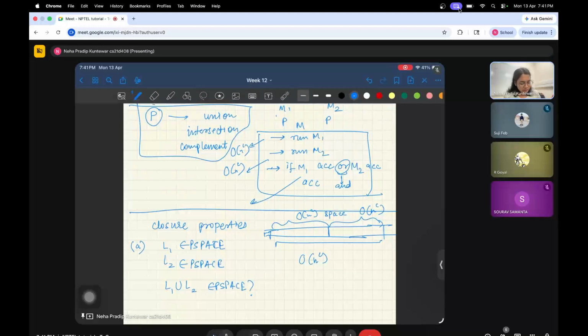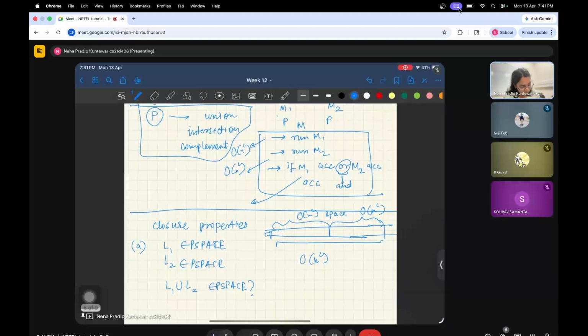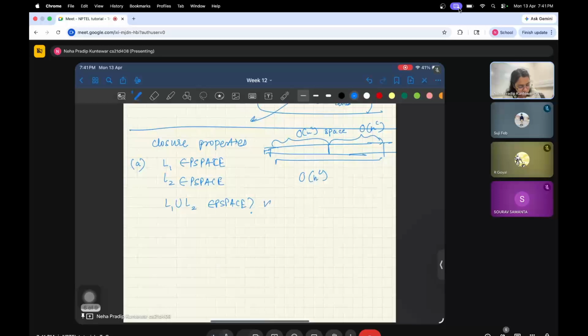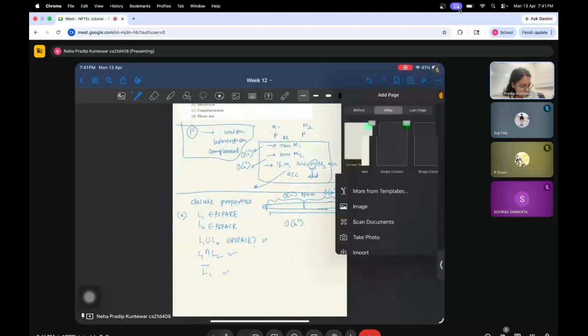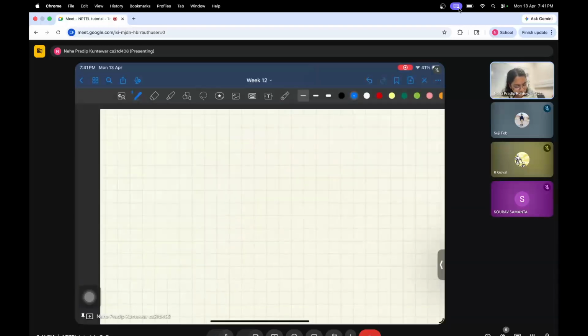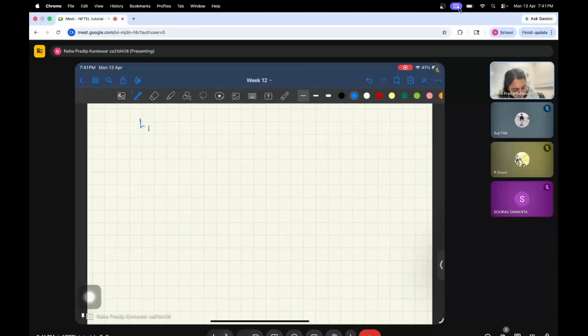So the analysis goes through for union, for intersection, and also for complement. All three go through. The trickier case is the Kleene star. So what does that mean? If L1 is in PSPACE, is it true that L1 star is in PSPACE?